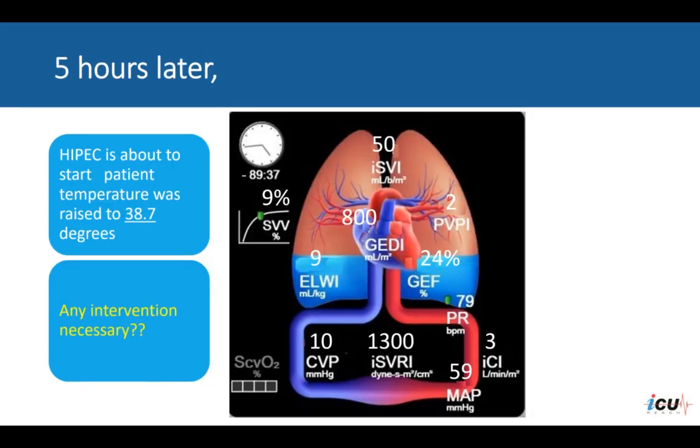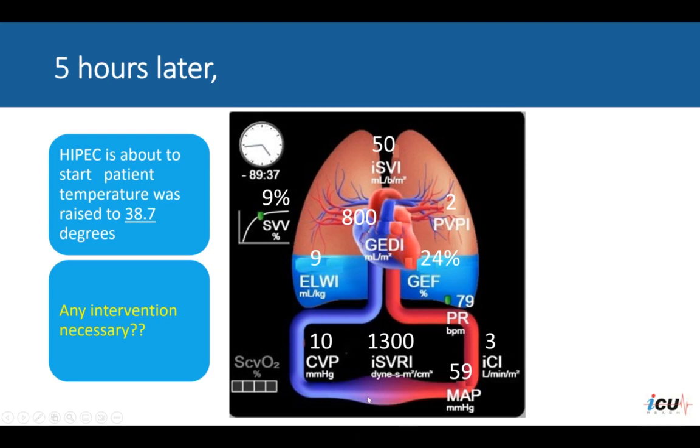So 5 hours later, we have global end diastolic index after the fluid is 800. Stroke volume index is acceptable. Stroke volume variation 9%. So we're fine with the preload. What about contractility? 24% did not change much. Good stroke volume, good cardiac index. So we're okay with the contractility.